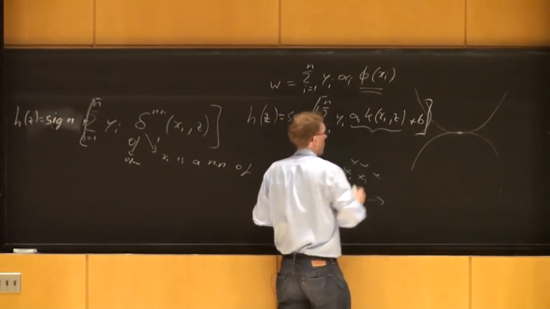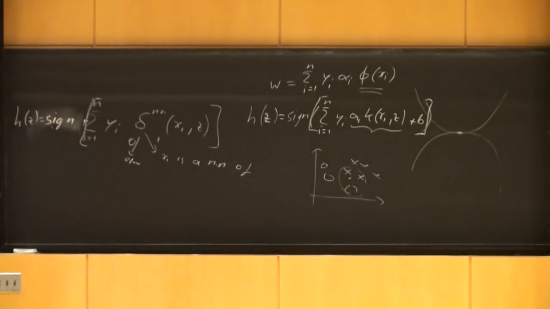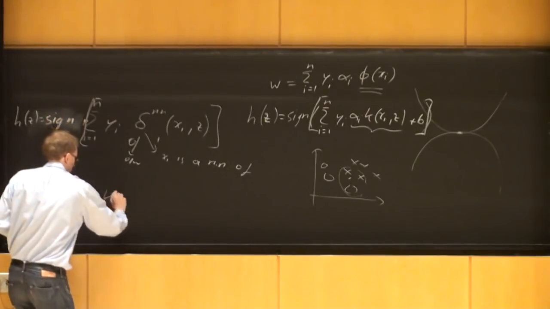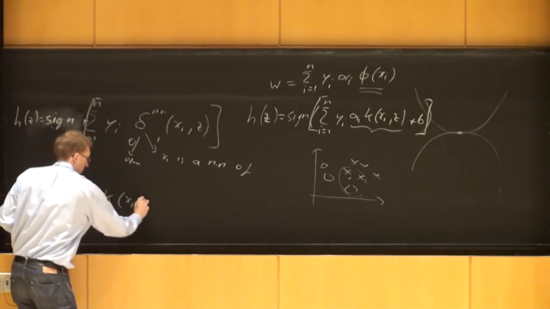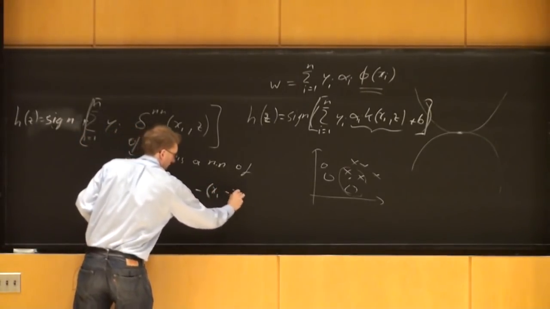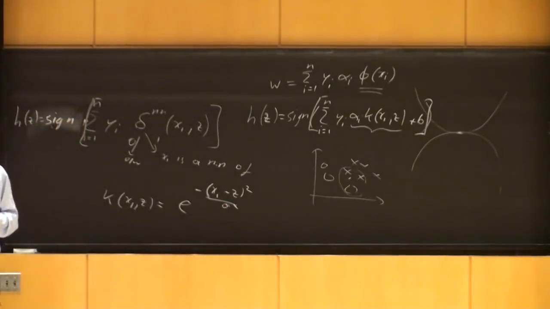Now let's look at this term, alpha i k of xi z. Let's first look at only k of xi z. What is k of xi z? Let's look at the Gaussian kernel, the RBF kernel. K of xi z equals e to the minus the norm of xi minus z squared over sigma squared. So what does that mean?